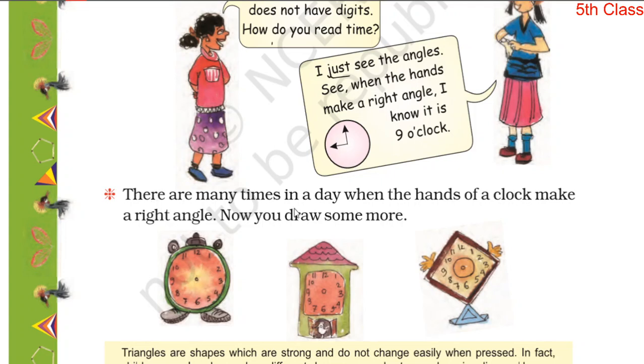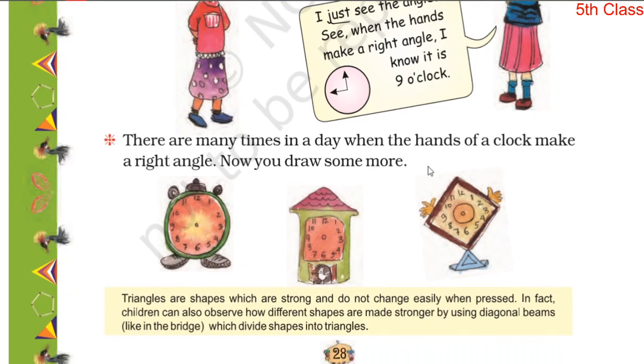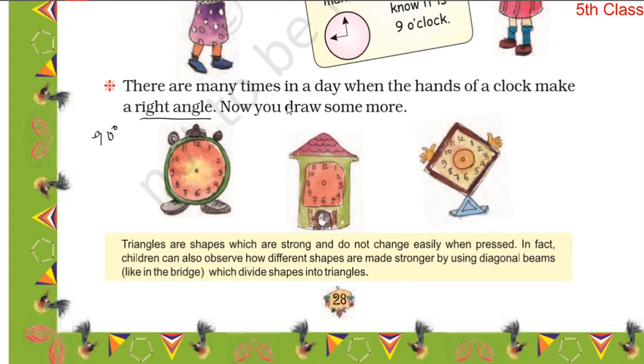There are many times in a day when the hands of a clock make a right angle. Now you draw some more. Right angle means 90 degrees. Right angle means 90 degrees. Suppose there are many times in a day. So what is the time which makes 90 degrees?